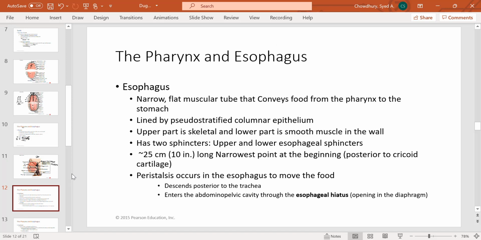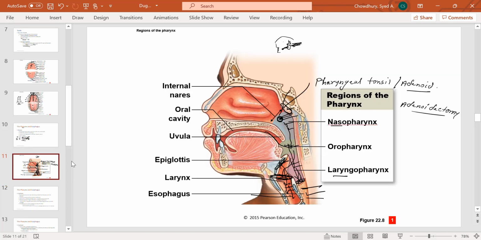Okay, so that's the pharynx. It has three parts, and we talked about those three parts of the pharynx. And one thing here, remember, those areas are only for the air. They have pseudostratified ciliated columnar epithelium.